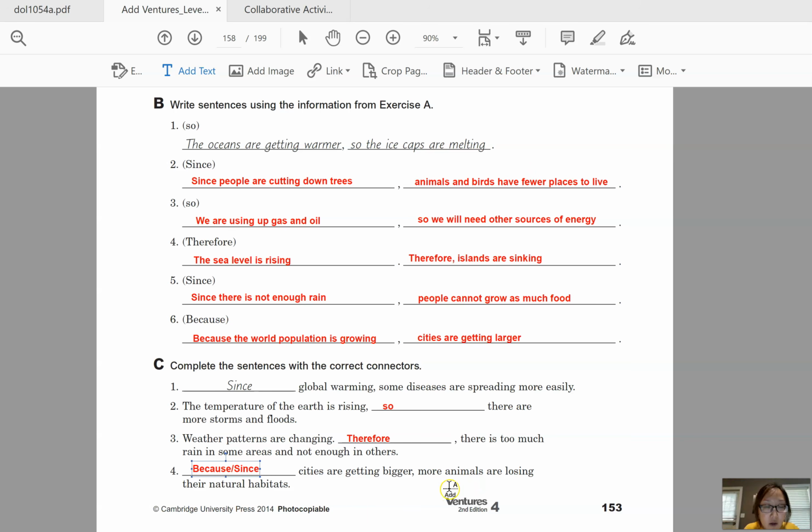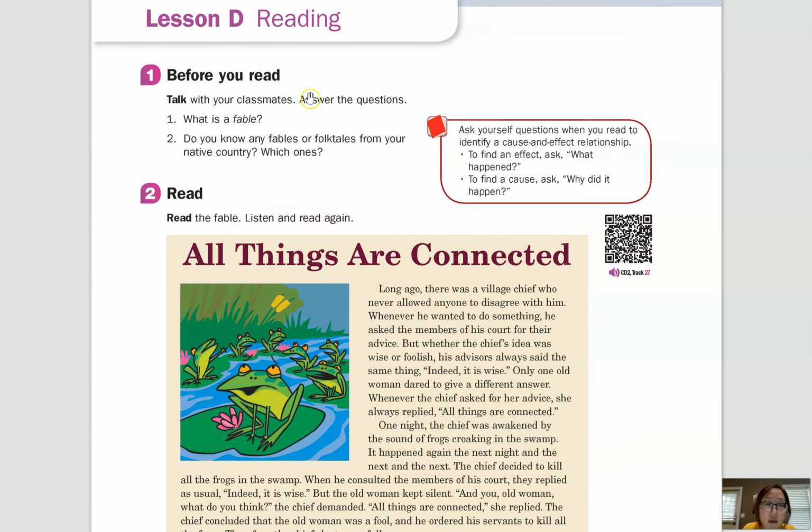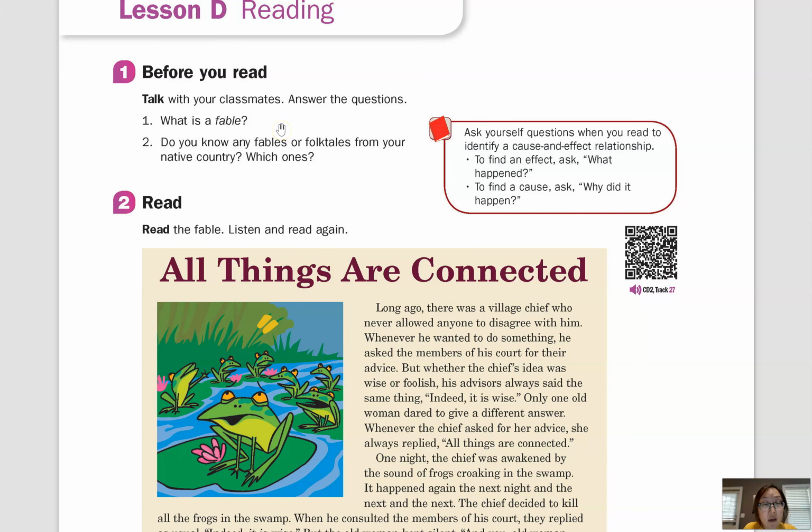Okay, so we're going to go to our book on page 116, page 116. So this is our reading lesson, lesson D. So let's take a look at number 1. What is a fable? And you may already be familiar with a fable, especially if your children are young and they are in elementary school. They are probably reading a lot of fables. And a fable is a short story with a moral lesson, usually with a moral lesson.